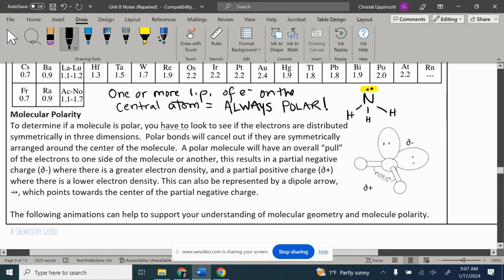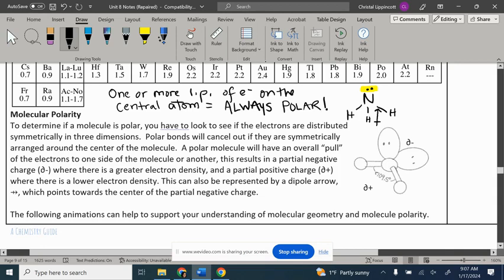Okay, how do we denote that? That's what I was going to show you. There's a couple ways that you can show that polarity to the person that you're trying to indicate this to. Way number 1, you draw an arrow towards the negative end, and the other end you put a plus sign on.